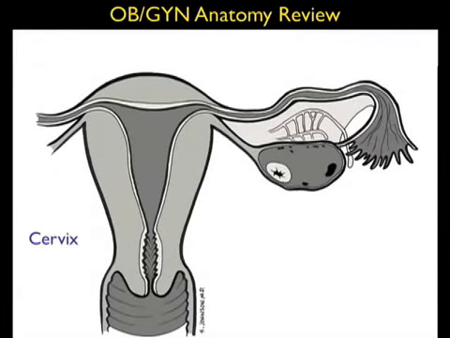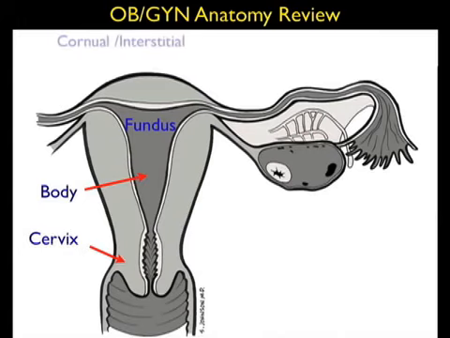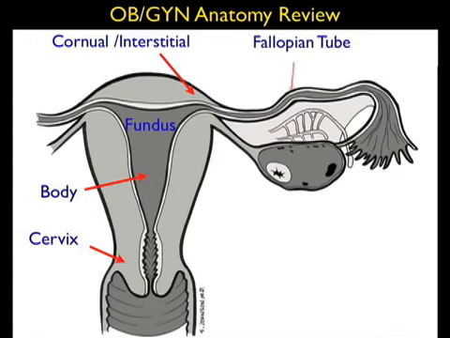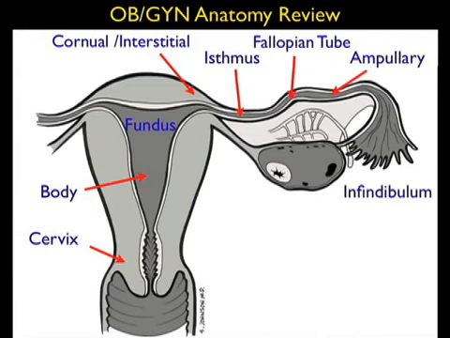Let's begin by reviewing the OB-GYN anatomy that we'll need to know to perform bedside ultrasound of the uterus and the adnexa. We'll begin by locating the lower cervical region of the uterus, the portion above that, the body, and the fundal region of the uterus above the body, which is where we define an intrauterine pregnancy to be located. Notice the interstitial region of the uterus, that region of the uterus that abuts the fallopian tube. In a cornual uterus, this is known as the cornual region.